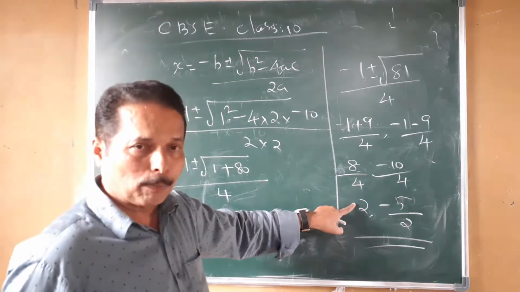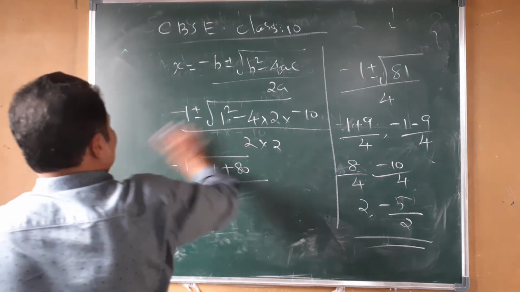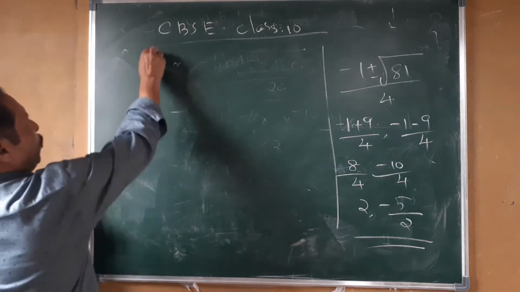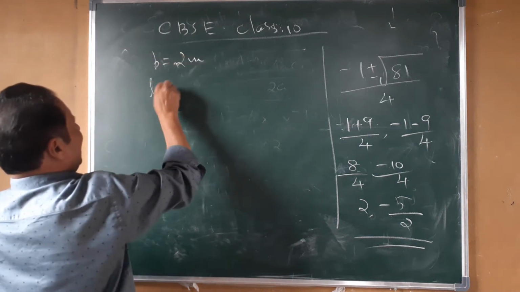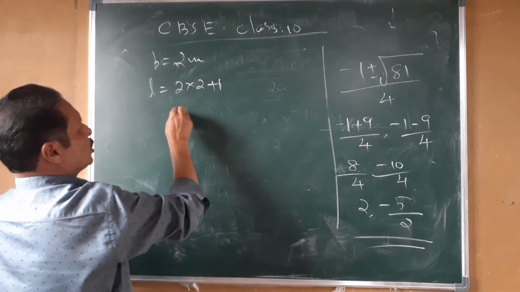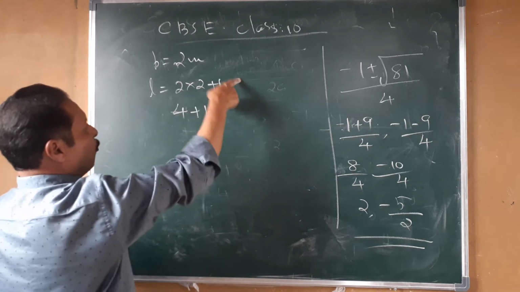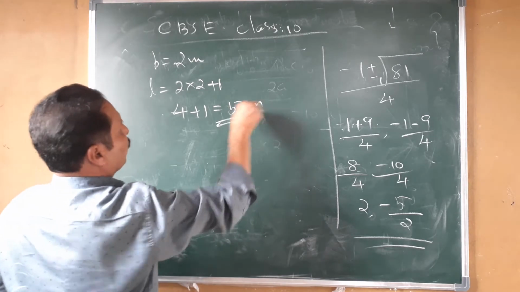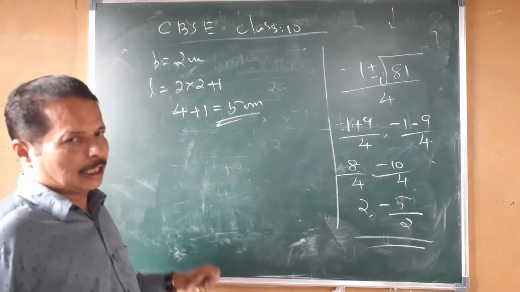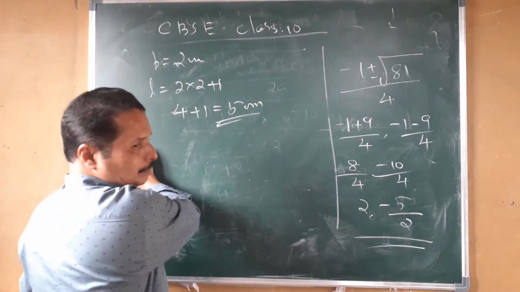So breadth equals 2 centimeter. Look here, this is a positive number. Breadth equals 2 centimeter. Length 2x plus 1 is 2 into 2 plus 1, which is 4 plus 1, equal to 5 centimeter. You remember that? Is it all? One more.